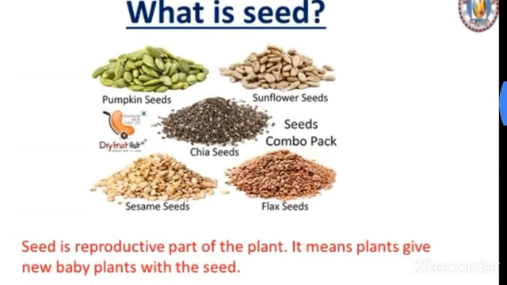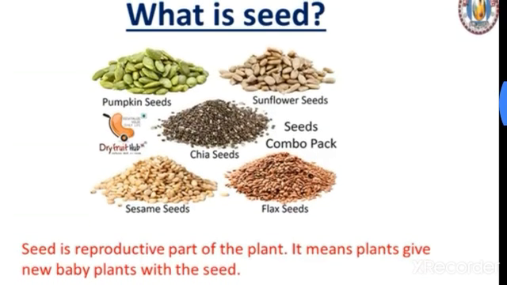What is a seed? As you already know, a seed is the reproductive part of the plant. It means plants give new baby plants with the seed. You can see different types of seeds in this slide.